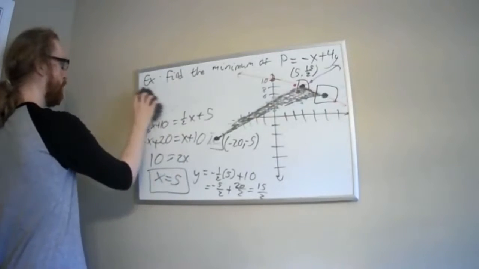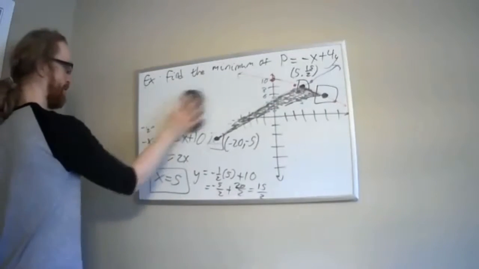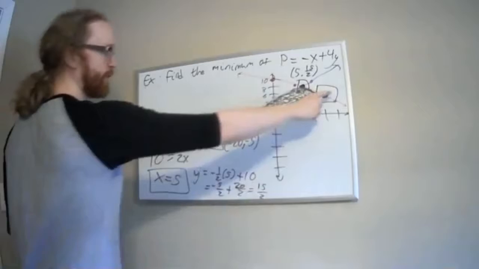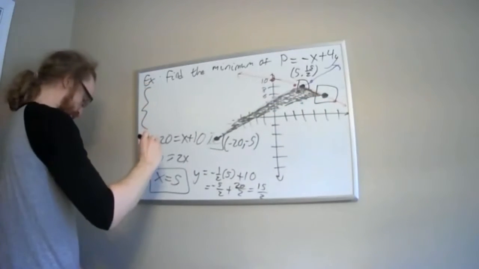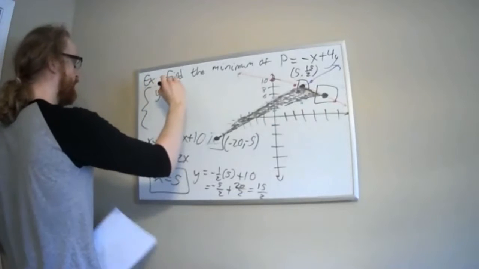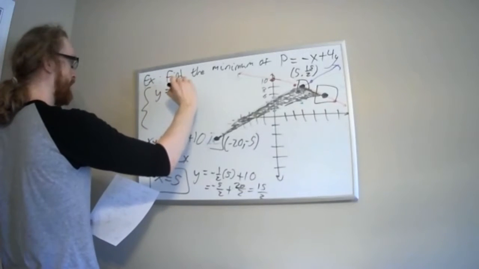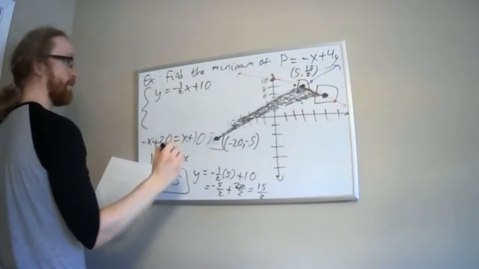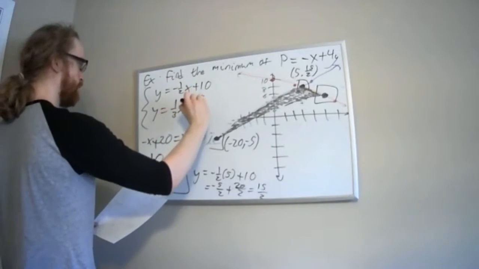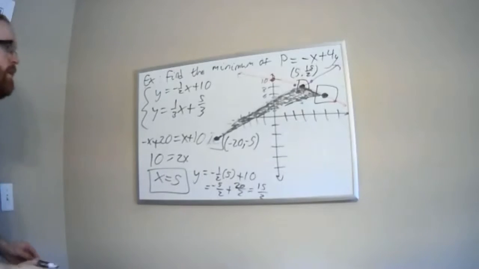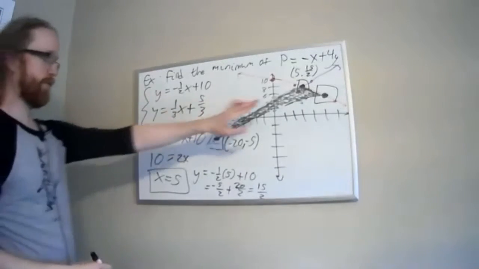So which system of equations am I doing here? I'm looking for where the green line and the red line intersect. So again, the red line had equation y equals -1/2 x plus 10, and the green line had y equals 1/3 x plus 5/3. So now I need to solve this system to find this last corner point.